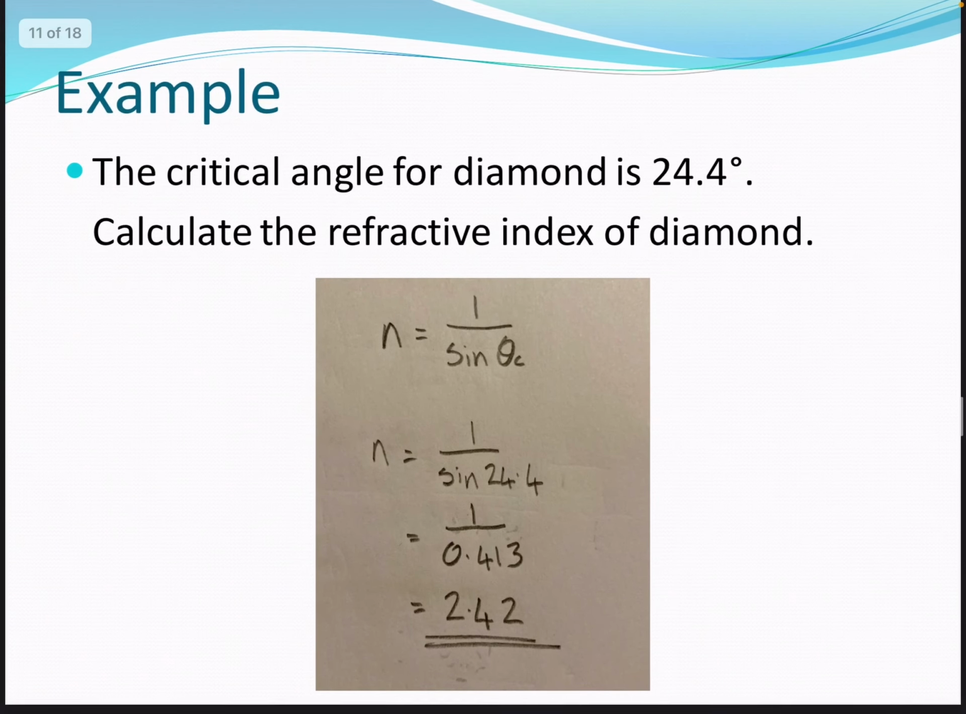So for example, the critical angle of diamond is 24.4. What's the refractive index? We're just doing N equals 1 over sine theta C. So N is 1 over sine 24.4, which works out at 2.42.